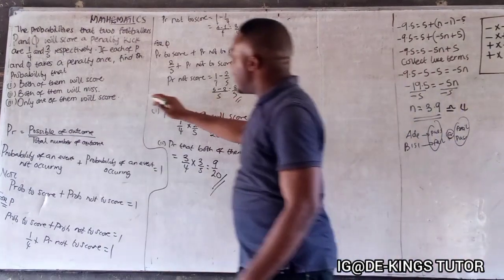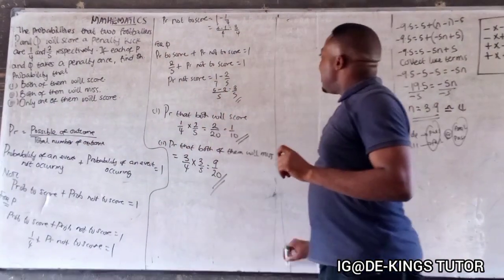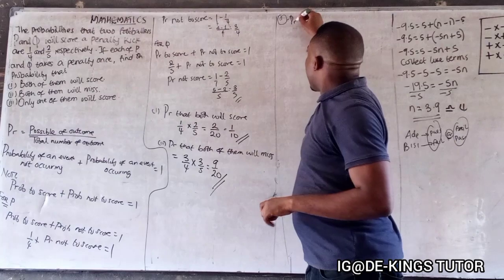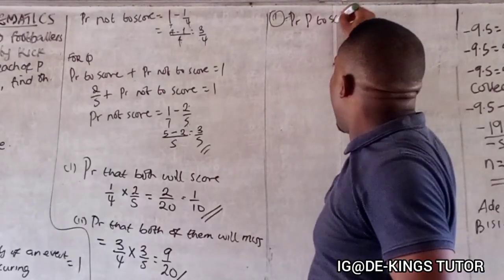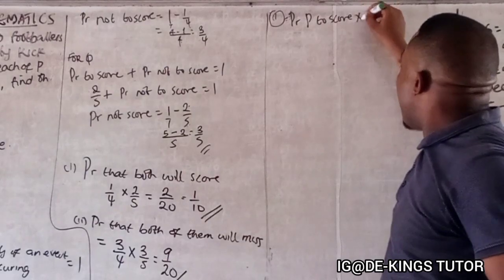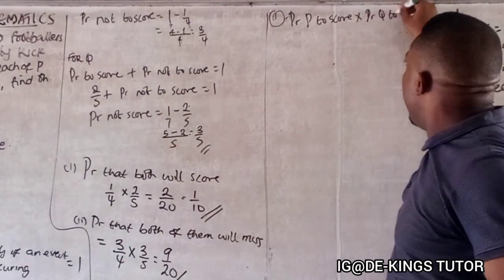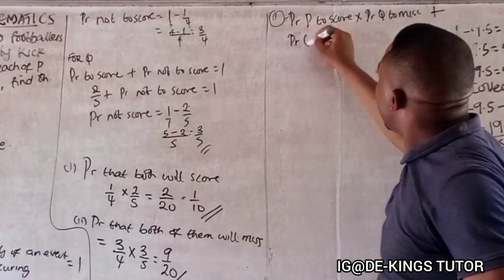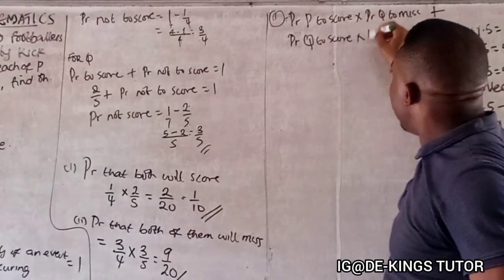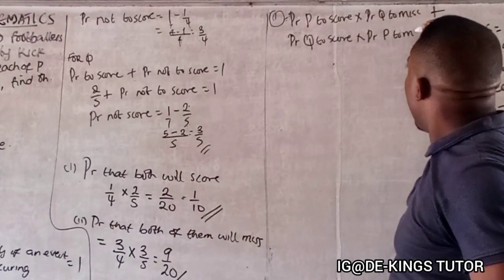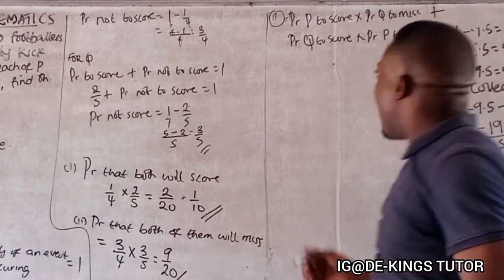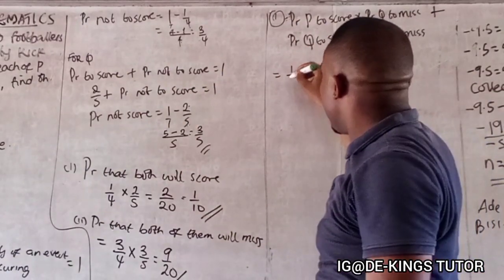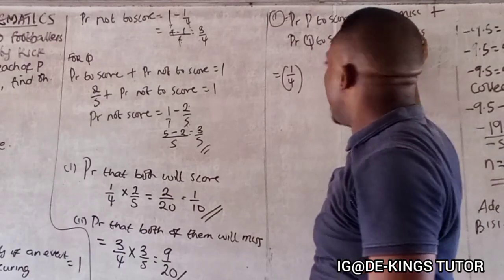Okay? So from this now, they said only one of them will score. Now, what it means is that we can have probability for P to score times probability of Q to miss, plus probability of Q to score times probability of P to miss. Because I said only one. So from here now, we bring it now. For P to score, what is P to score? 1/4, thank you. 1/4 times, what is Q to miss?